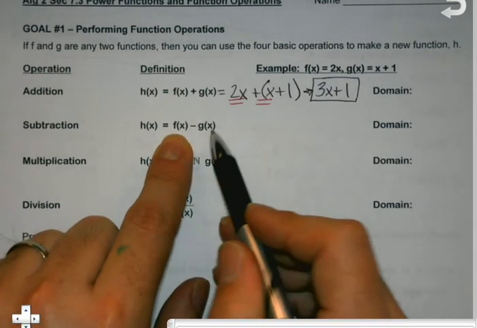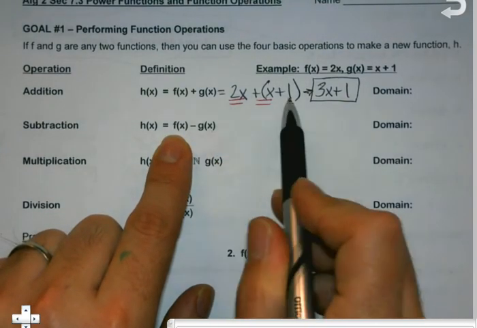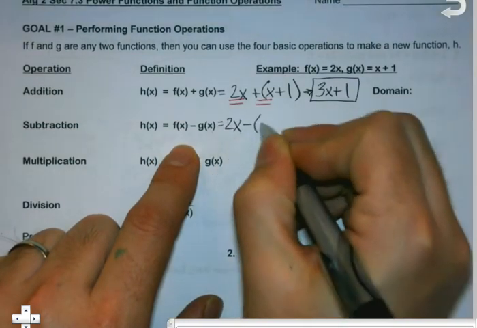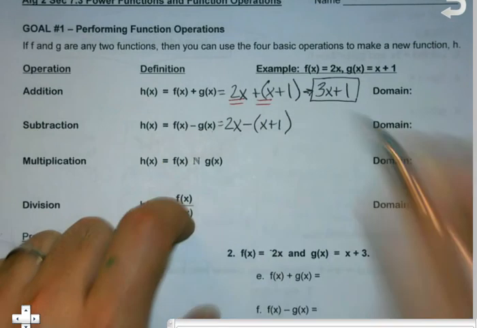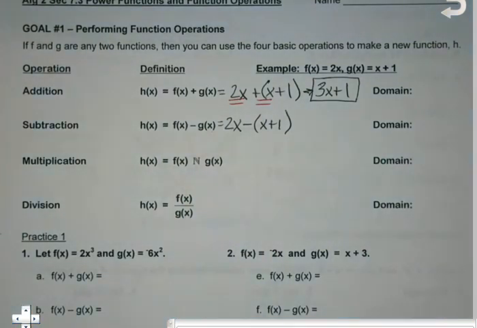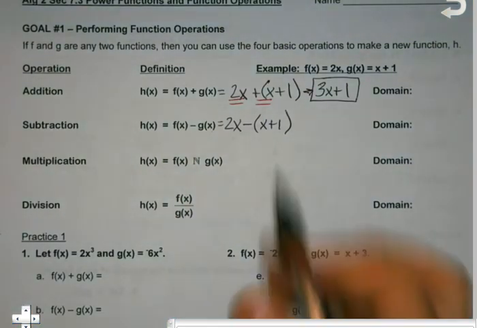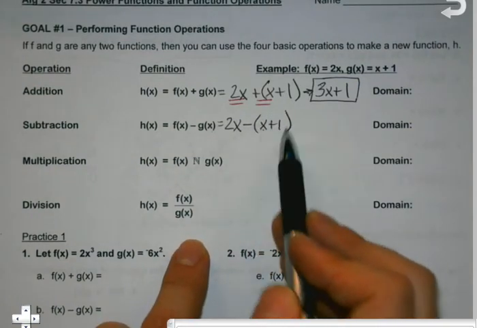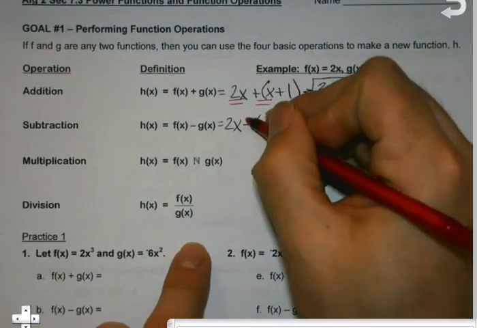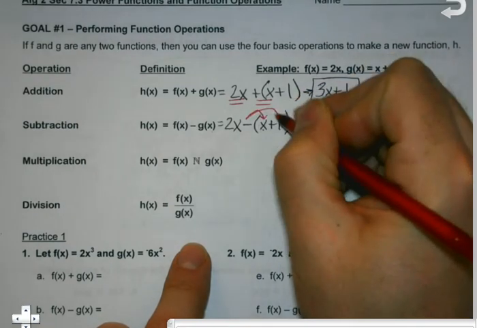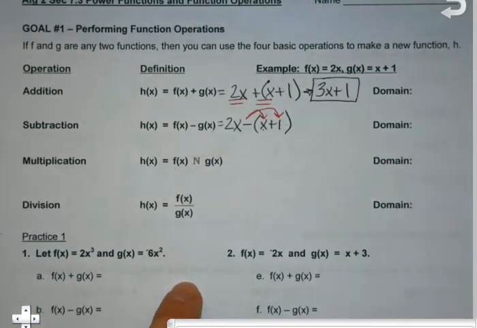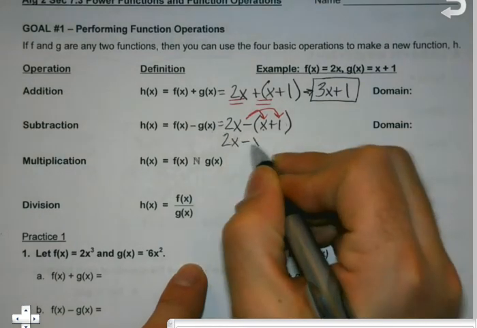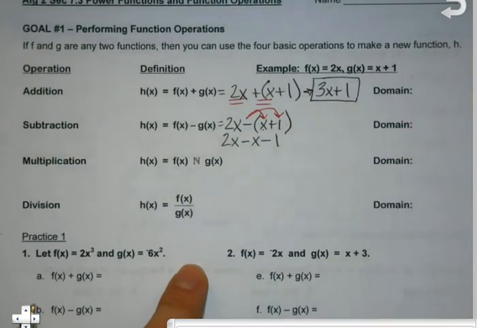Okay, so f of x minus g of x. Same two things. The only difference is now I'm subtracting. And this is where the parentheses are critical. Because if I don't put the parentheses in, I'd get the minus x part, but I'm subtracting this entire quantity. In other words, that negative distributes to both of those. So when I rewrite it, negative x, negative 1.